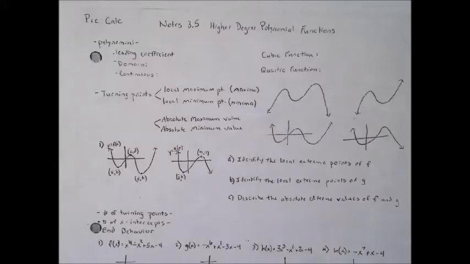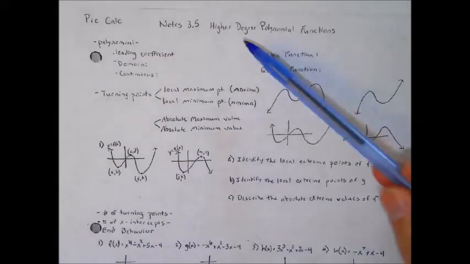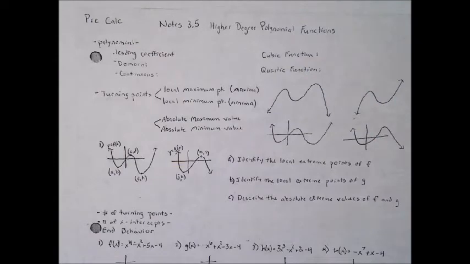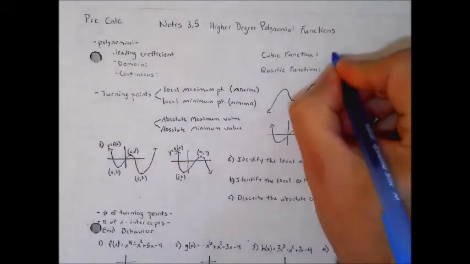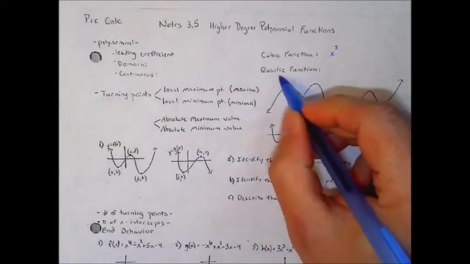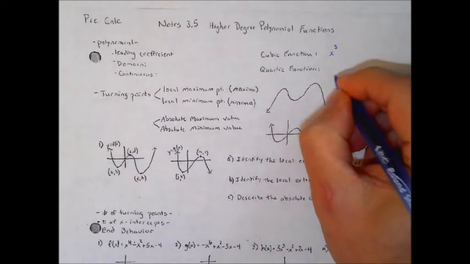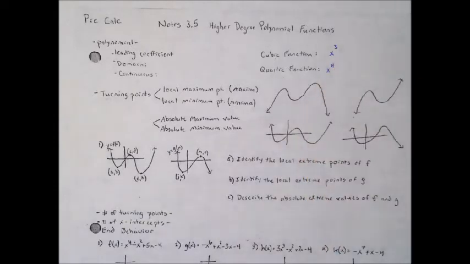Notes 3.5, we're starting to get into some higher degree polynomials. We had worked with linear, which is x. We worked with quadratic, which is x squared. We're next going to work with cubic functions, which is an x to the third equation. Quartic function is an x to the fourth equation, and you can keep going with them.